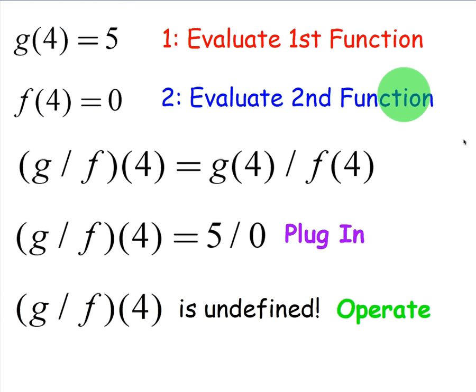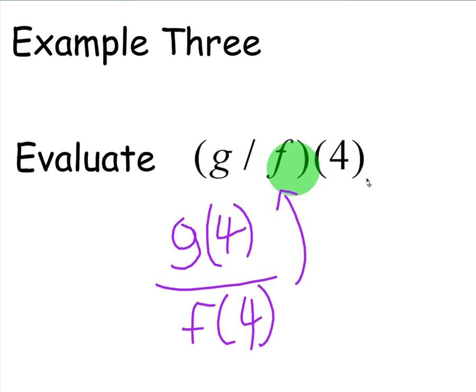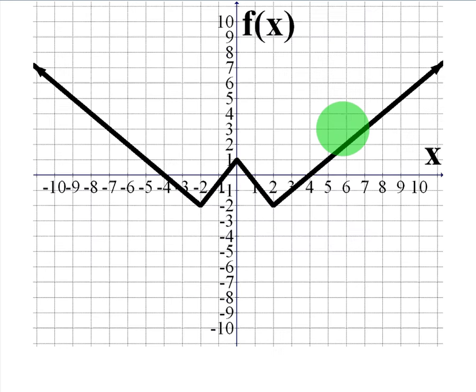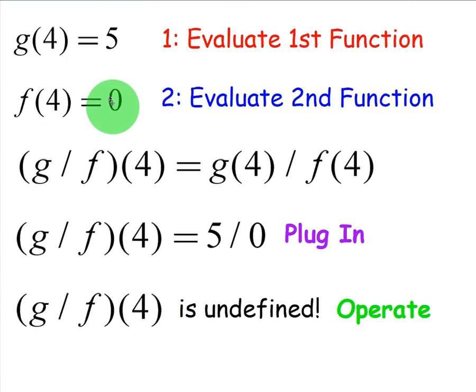Step 2 is to evaluate the second function. So we have to figure out what f of 4 is. So if we go over here, f of 4 is equal to 0. It's right on the x-axis. So therefore, we will replace f of 4 with 0.